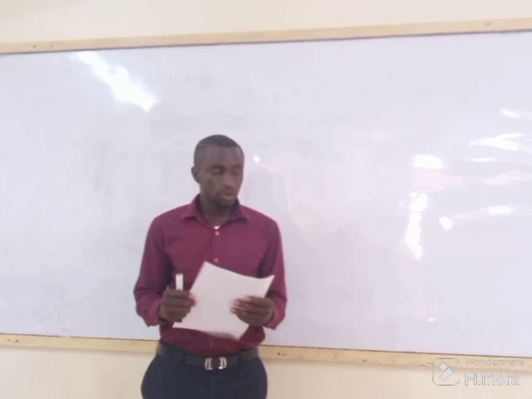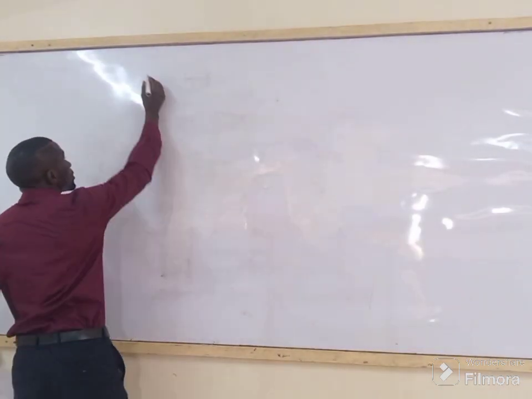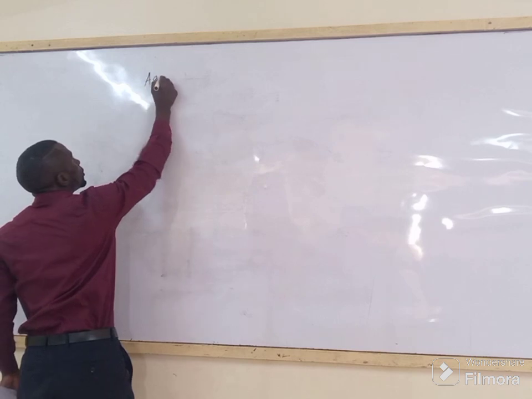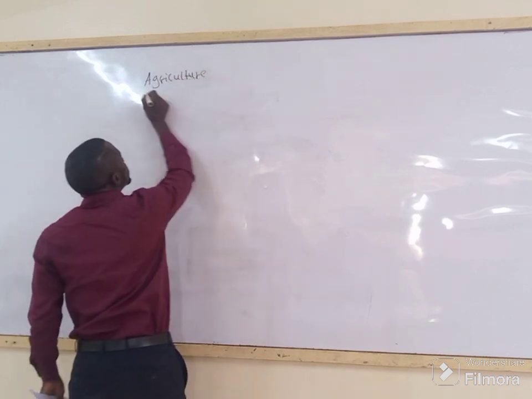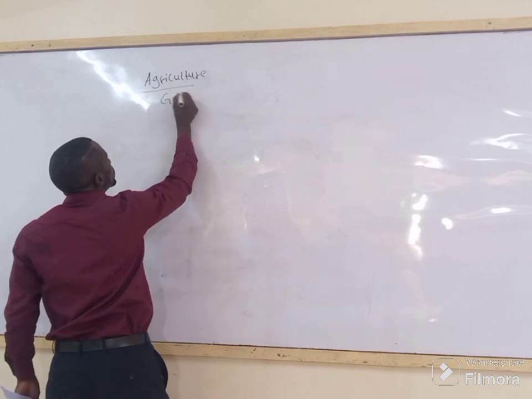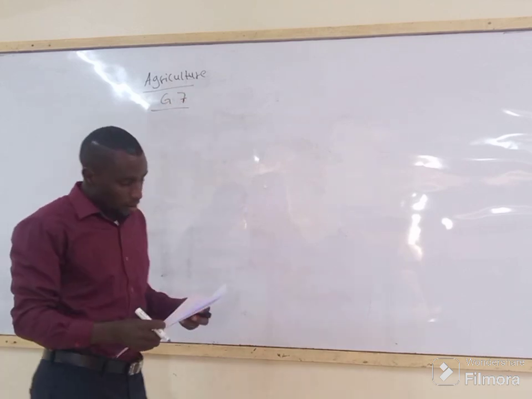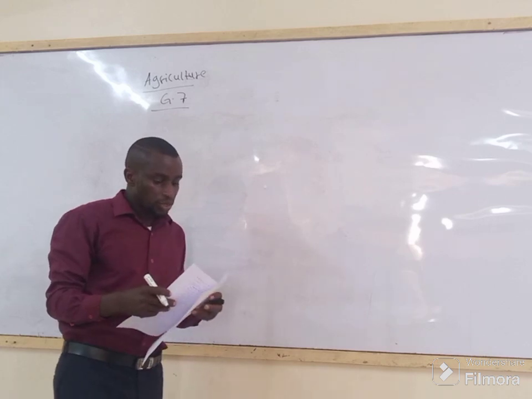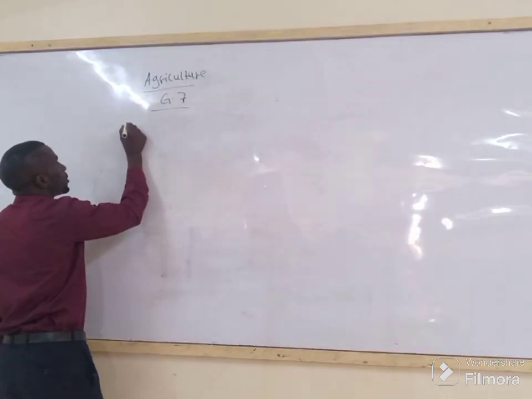Today we are going to have agriculture grade 7. Now, today we are going to look at preparation of planting site.